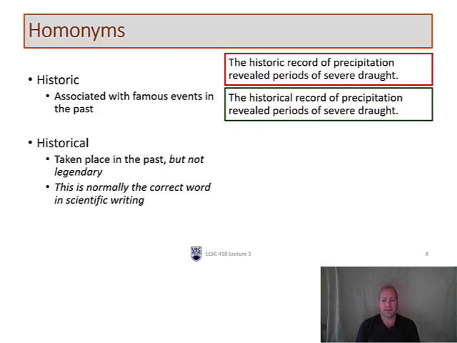So the incorrect sentence here is: the historic record of precipitation revealed periods of severe drought. A very similar and correct sentence is: the historical record of precipitation revealed periods of severe drought. So we see this one written incorrectly all the time. Take a look at the second sentence. Does it look right to you? I'm going to let you think about that for a minute.